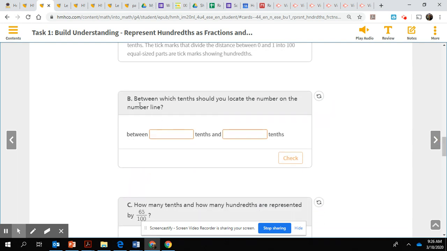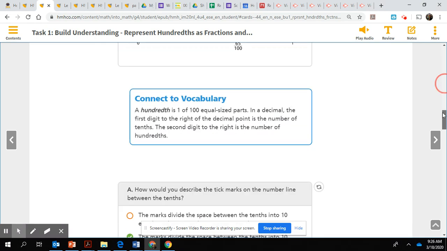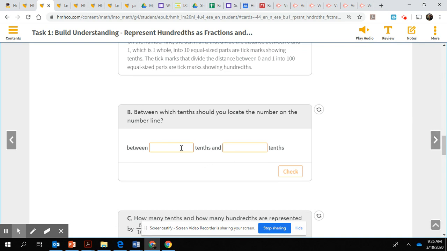So let's go to letter B. Between which tens should you locate the number on the number line? So if I go back up to the number line, and I know that this is 1 ten, 2 tens, 3 tens, 4 tens, 5 tens, 6 tens, and then 7 tens. The tick mark or the little dot for 65 hundredths is between 6 tens and 7 tens. Okay, so we go back down to our question and we're going to put 6 tens and 7 tens.